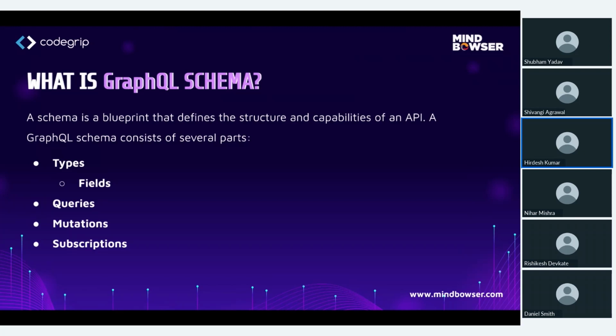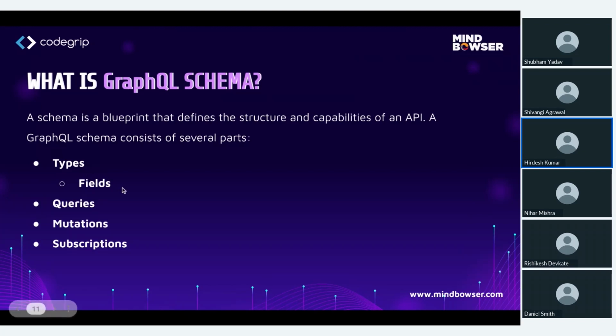So a schema consists of the following things, like types, which we have already covered. Types are what kind of data you want to store. A type can be a scalar type. Scalar types are normal string types, boolean types, and integer types. It can be of object types also, and a developer can also define their own custom types. And in the types we have fields.